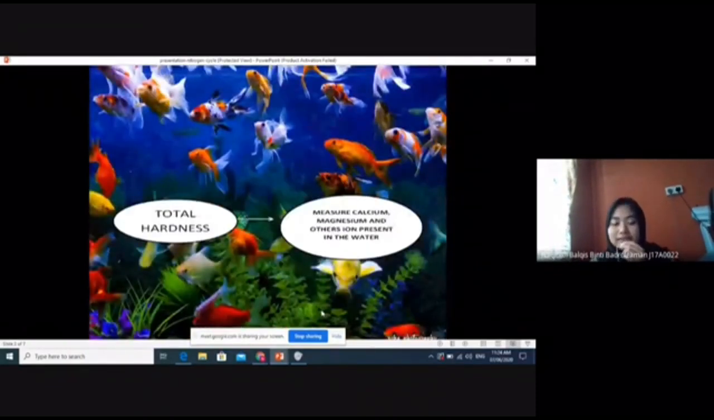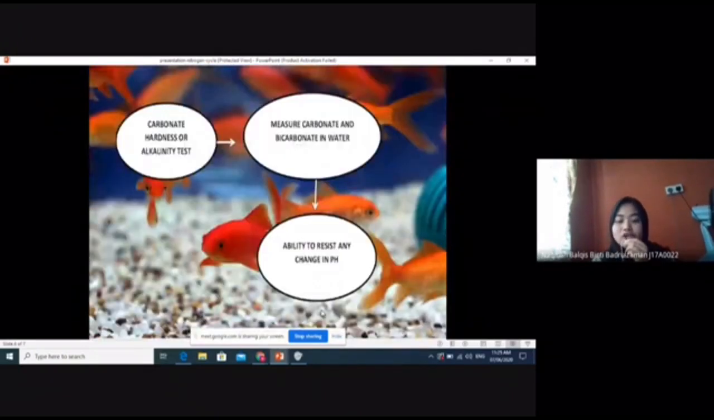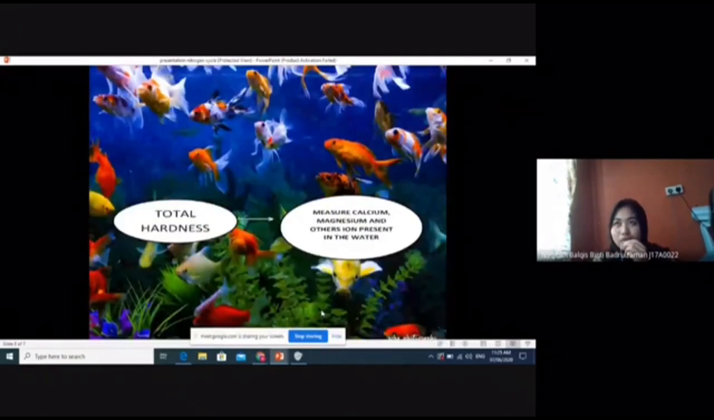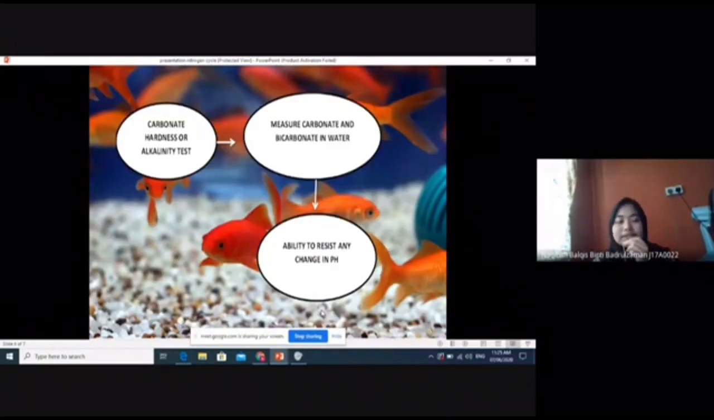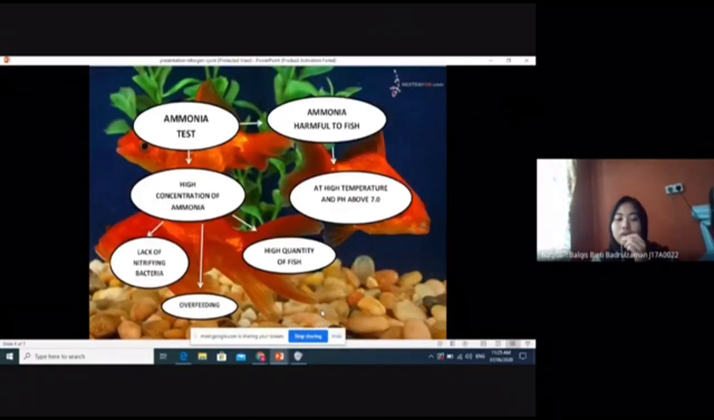Next is the total hardness test. Total hardness is a measure of calcium, magnesium, and other ions present in the water. Some fish can adapt well in the aquarium, but some cannot, so we have to make sure the total hardness is not too high for the fish to adapt to the new environment. Next is the carbonate hardness or alkalinity test, where we measure the carbonate and bicarbonate in water, because carbonate and bicarbonate have the ability to resist changes in pH. And also the ammonia test. Ammonia is harmful to fish at a very high temperature and a pH above 7.